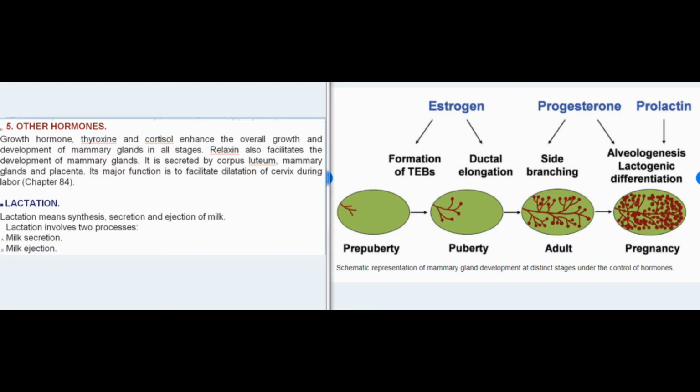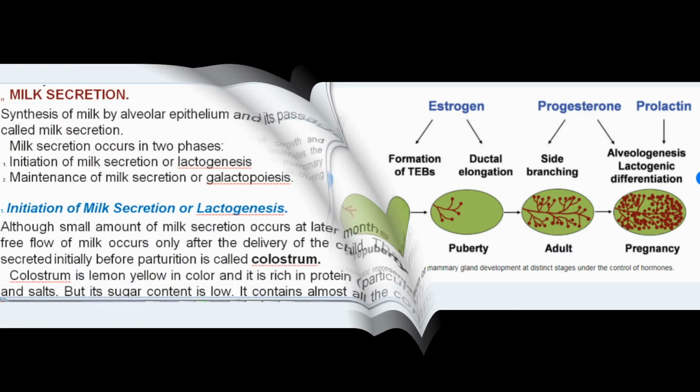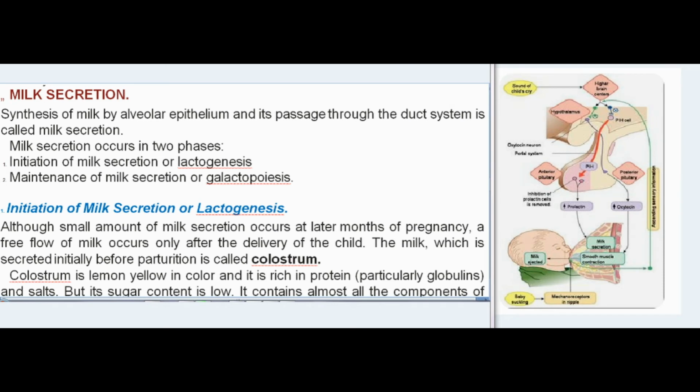Lactation. Lactation means synthesis, secretion, and ejection of milk. Lactation involves two processes: milk secretion and milk ejection. Milk secretion. Synthesis of milk by alveolar epithelium and its passage through the duct system is called milk secretion. Milk secretion occurs in two phases: initiation of milk secretion or lactogenesis, and maintenance of milk secretion or galactopoiesis. Initiation of milk secretion or lactogenesis. Although a small amount of milk secretion occurs at later months of pregnancy, a free flow of milk occurs only after the delivery of the child.